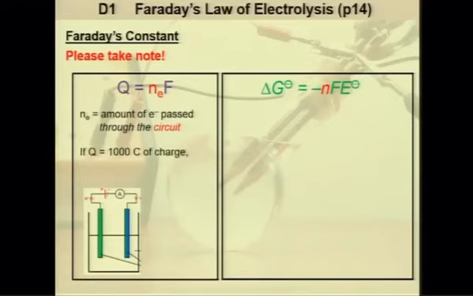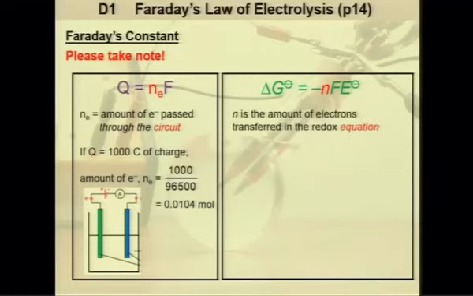What do I mean? Let's say 1,000 coulombs of charge is passed through the circuit. Because I know that 96500 coulombs is for 1 mole, 1,000 coulombs is just 1,000 divided by 96500, and I get 0.0104 moles. This is a physical, actual number of moles. But the other one, Bisma has defined for you quite clearly, I hope you were paying attention. This is the number of moles of electrons transferred in the redox equation. This is not a physical number of moles, this is what you write in the equation.